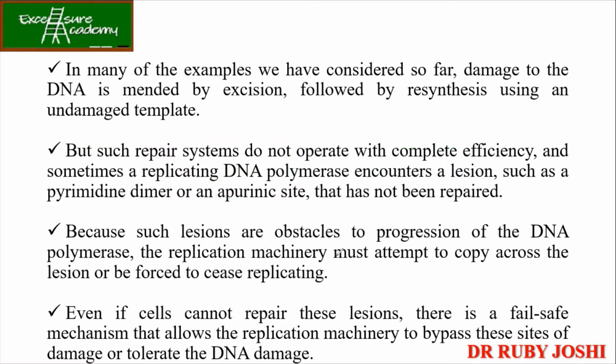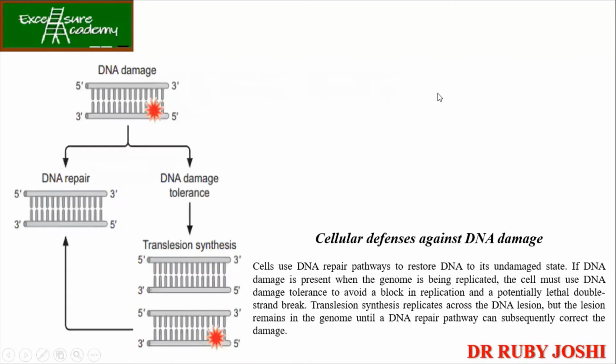Because such lesions are obstacles to the progression of the DNA polymerase, the replication machinery must attempt to copy across the lesion or be forced to cease replicating. So what are the two options? Either it replicates across the lesion, crossing whatever hurdles or obstacles there are, or it is forced to stop the replication. Now, even if cells cannot repair these lesions, there is a fail-safe mechanism which allows the replication machinery to bypass the damage or tolerate the DNA damage. And that is what we are going to discuss now. What is that mechanism? Translesion synthesis.